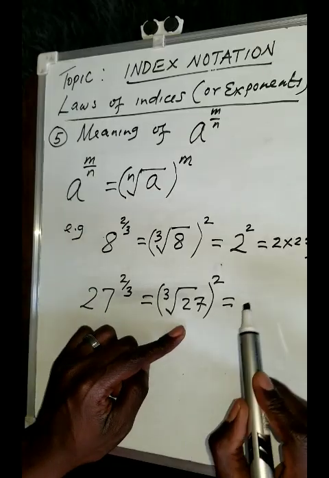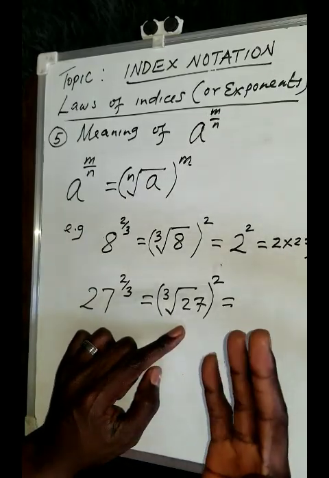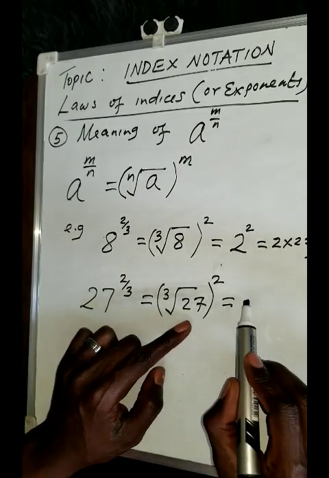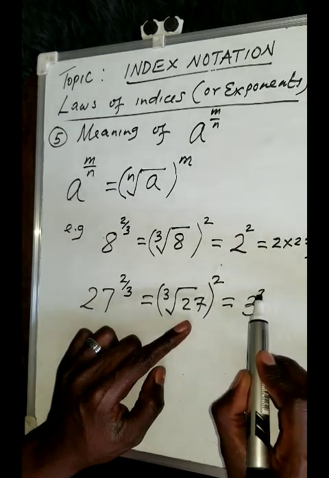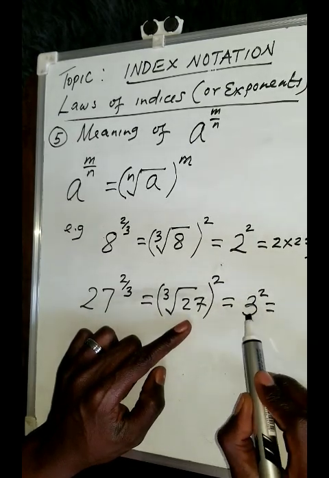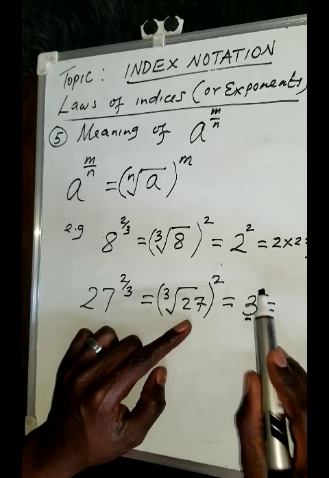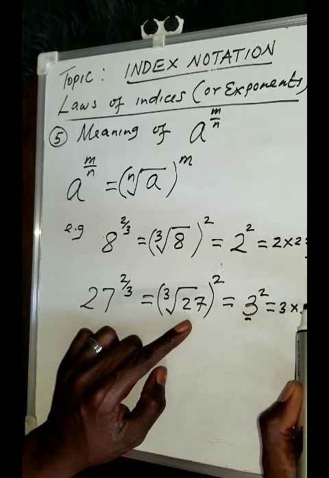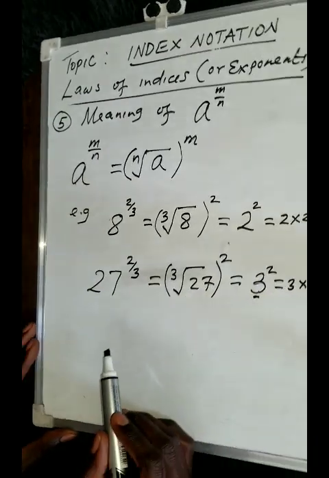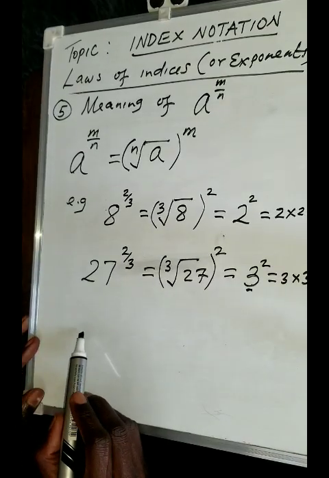Cube root of 27, what is that number when you multiply it 3 times? It will give you 27. It is actually 3, but raised to the power 3. 3 raised to the power 3 does not mean 3 times 2. No, it means the base should be multiplied 3 times, 3 times 3 times 3, which is going to give you 27.